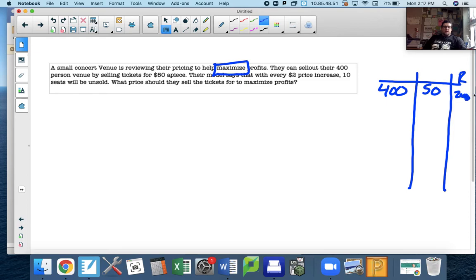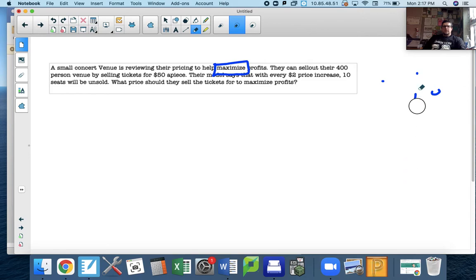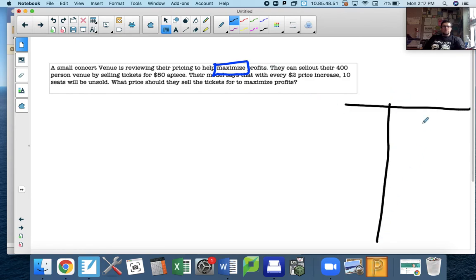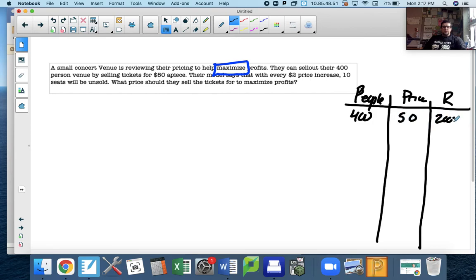They make $20,000 in their current pricing model, but they really want to make more. So they decide that if they increase their price every $2, they must have asked some people if they would be more willing to go or not go. So people, price, revenue. Right now we're at 400 people, $50. Revenue was 20,000.